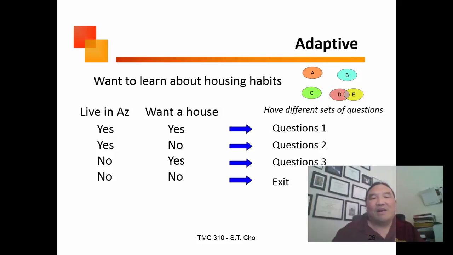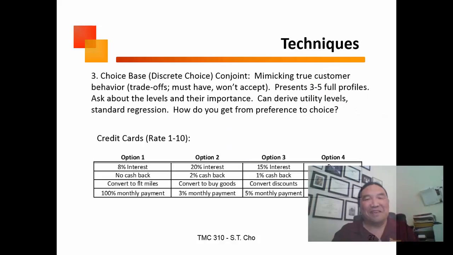The thing about adaptive conjoint is you can also basically make it like a tree. For example, you want to learn about housing habits. And so they live in Arizona, want a house. Then you have one set of questions. They live in Arizona but don't have a house. You send them to a second set of questions. So this is what adaptive means. Your survey changes according to what audience, and so you can get different kinds of information. And if they don't live in a house and don't want a house, then, thank you for taking the interview.